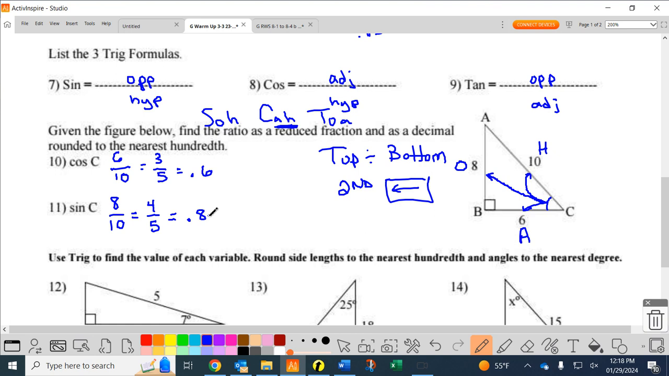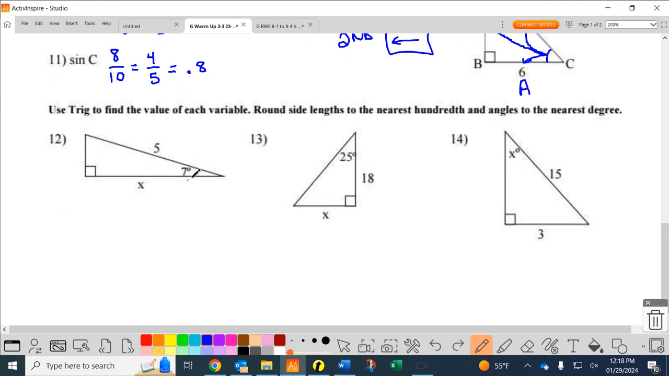Okay. Last section is going to be the trig right here. For this trig, each one of these is going to have a little bit different. Well, actually, the first two are very similar. So we're going to do the first one together. I'm going to get y'all to do this one, then we'll do the last one together again.